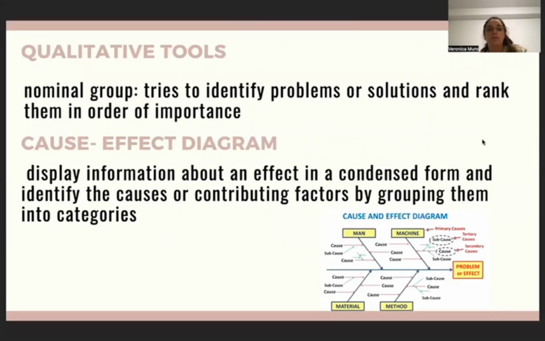The qualitative tools: we have two. The nominal group that tries to identify problems or solutions and rank them in order of importance. And then we have the cause effect diagram, that is to display information about an effect in a condensed form and identify the causes or contributing factors by grouping them into categories, as we can see here in this image.